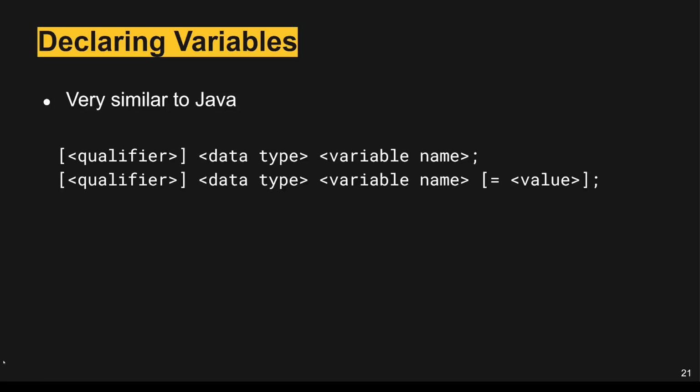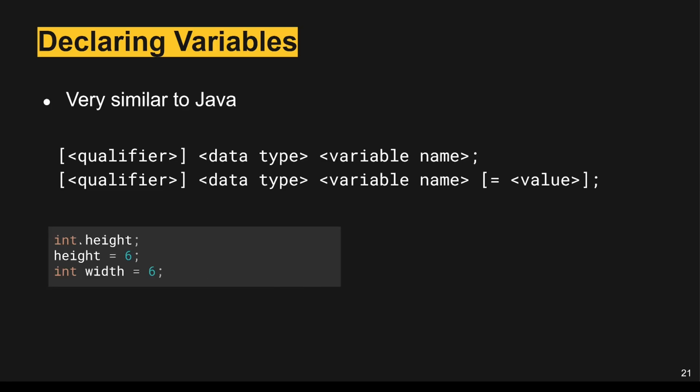How do we declare variables in C? Well, it's very similar to Java. We can have optionally some kind of qualifier up front. We won't really worry about that right now. And then we have the data type and then the variable name. We can optionally set the variable equal to a value when we declare it. So we can set an integer here named height, and then we can set height equal to 6, or we can do it all in one line, int width equals 6.